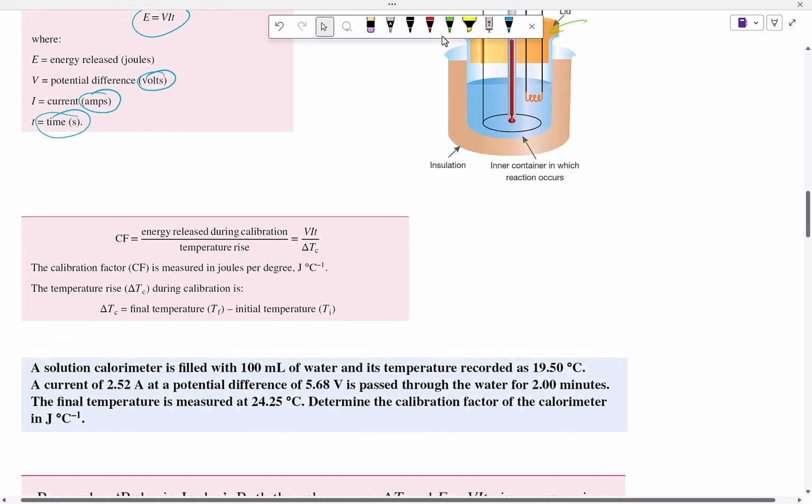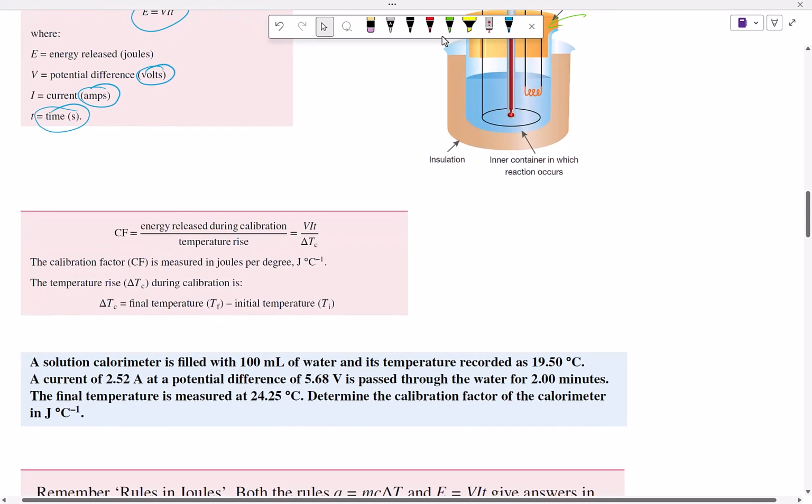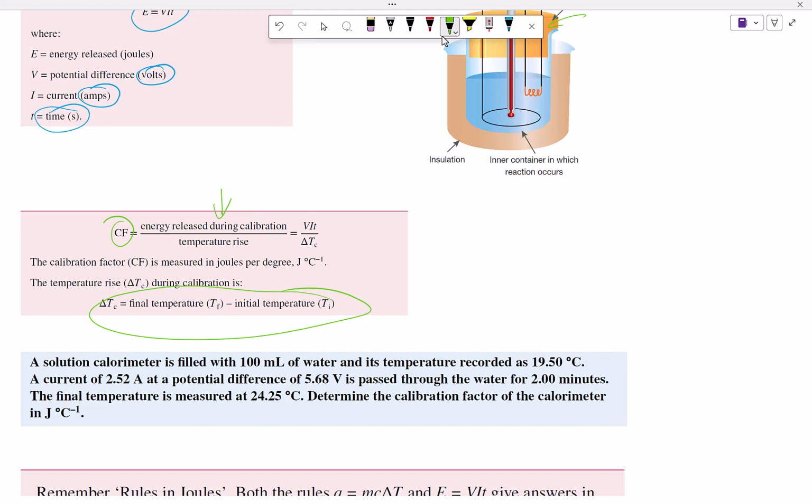So here's an example of how we can use the calibration factor. It's the energy released, that's that VIT: the voltage, the amperage, the current, and the time. And we're going to divide that by whatever temperature change we see. Okay. So the calibration factor is in joules per degree centigrade. And what we want to look at here is what the final minus initial temperature is. So that's what we're after. So let's have a look.